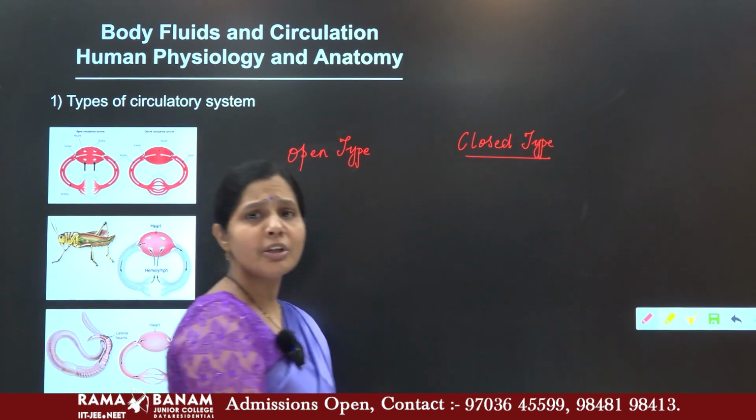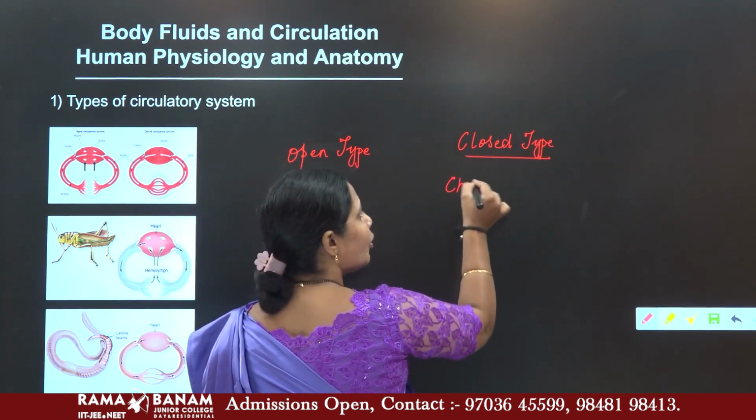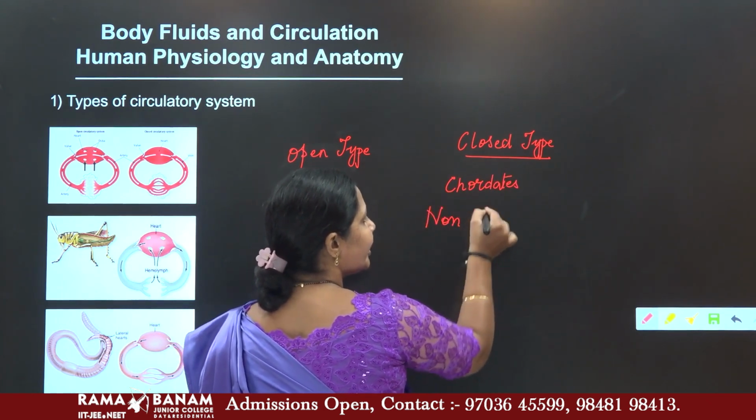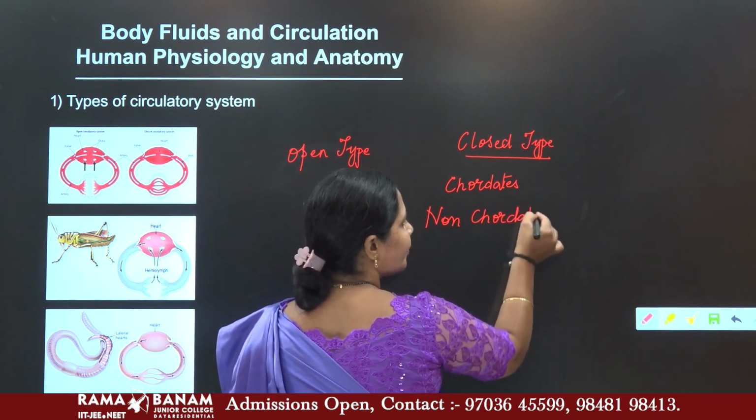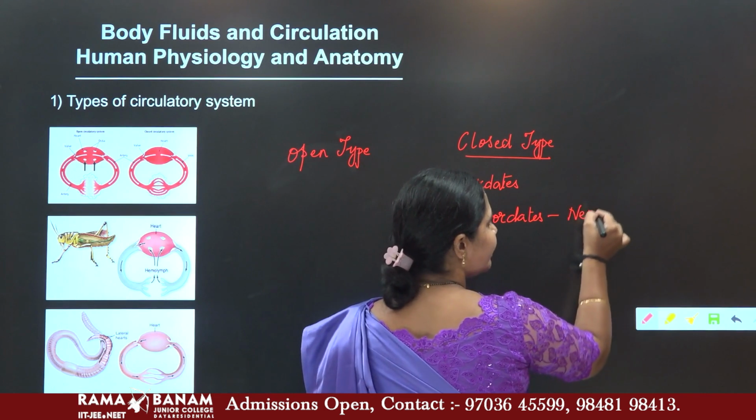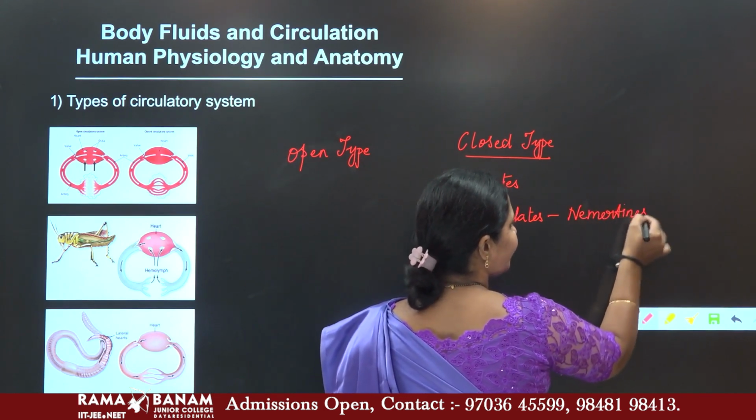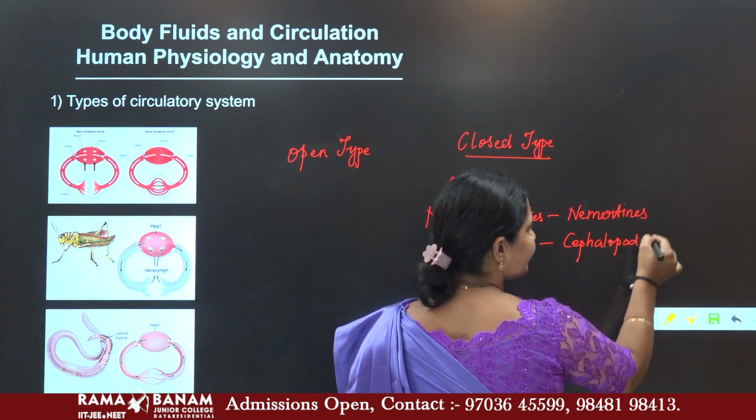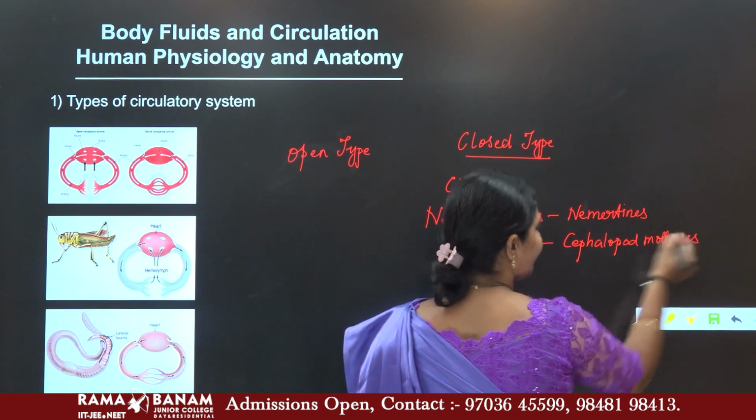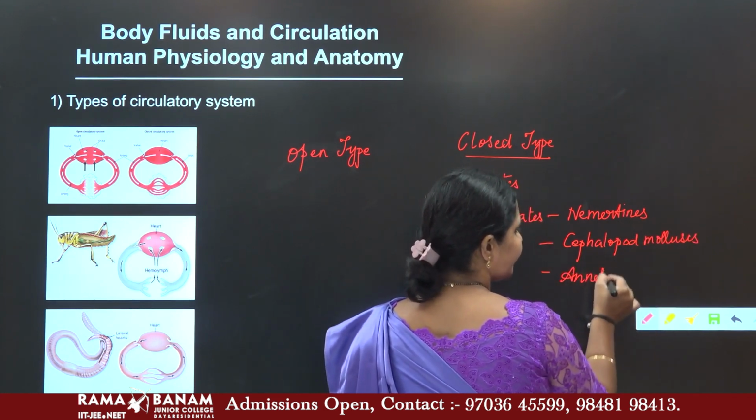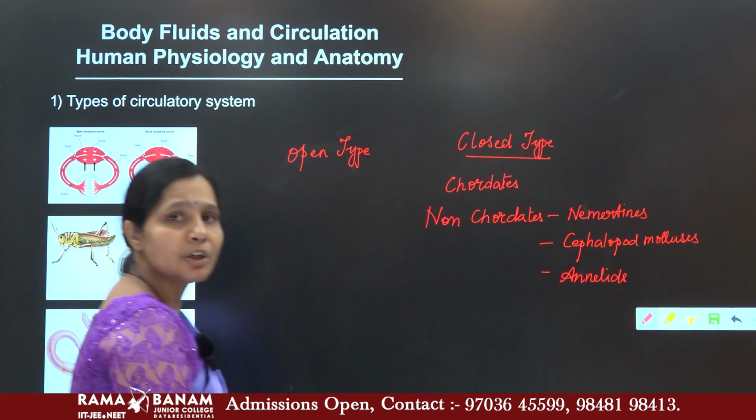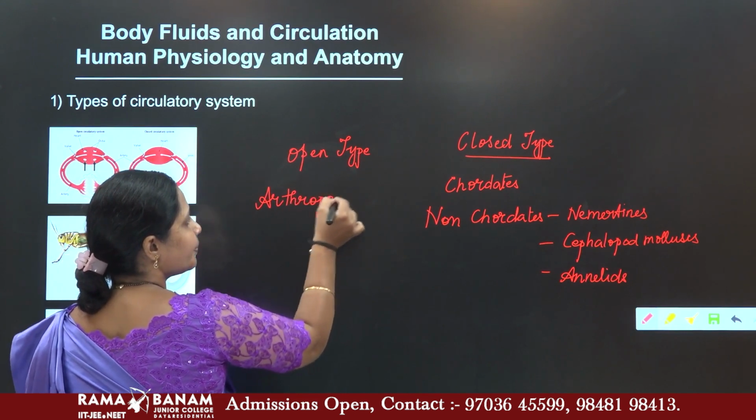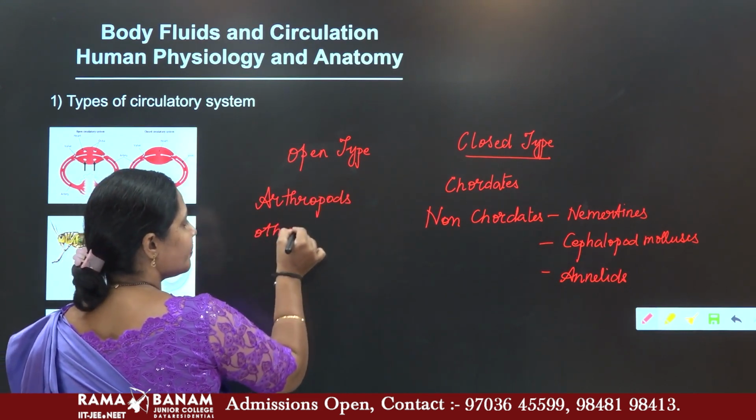The closed type of circulatory system is present in all the chordates as well as in some non-chordates, which include the nemertines, cephalopod mollusks, annelids, etc. Whereas the open type of circulatory system is present in the arthropods and the other mollusks.